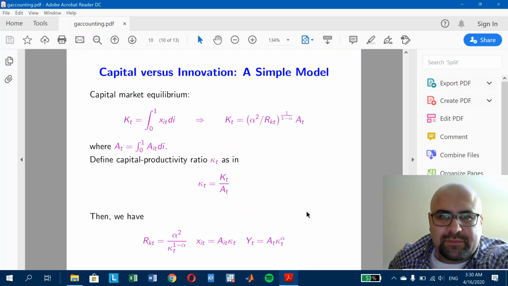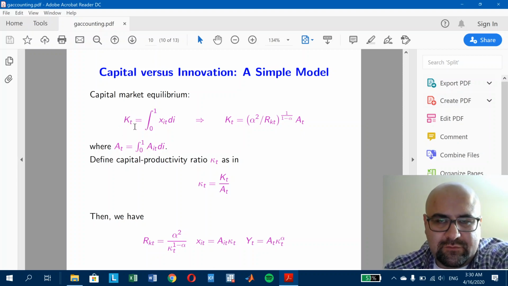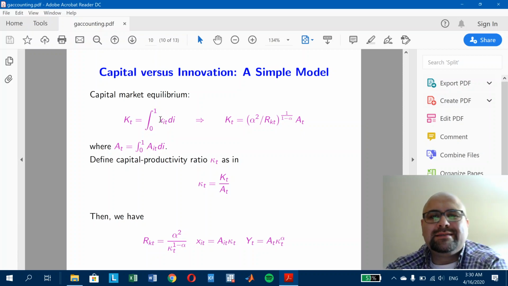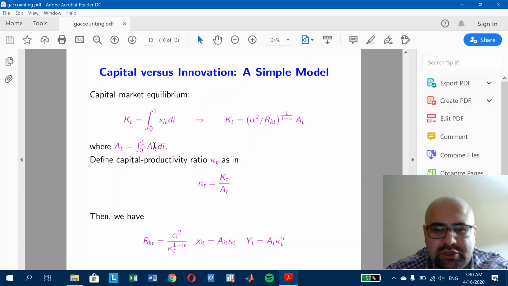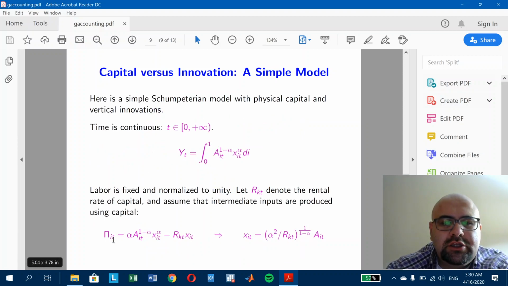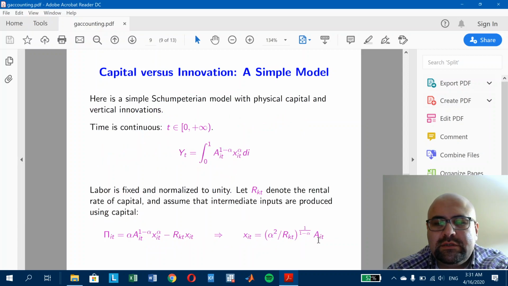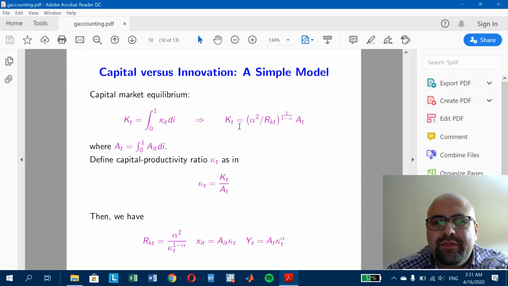If we look at the capital market equilibrium in this economy, KT would be the total supply. I will be talking about that. That will be originating from the supply decisions of households. And XIT summed over 0 to 1 is the total demand, because each firm, for each product variety, XIT units are demanded. So in total, this is the demand. Now, if we put XIT from this here and do the math, we arrive at this. So here, once again, AT is the average productivity across product varieties.